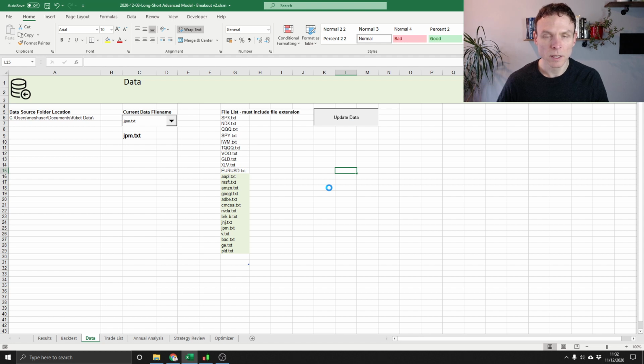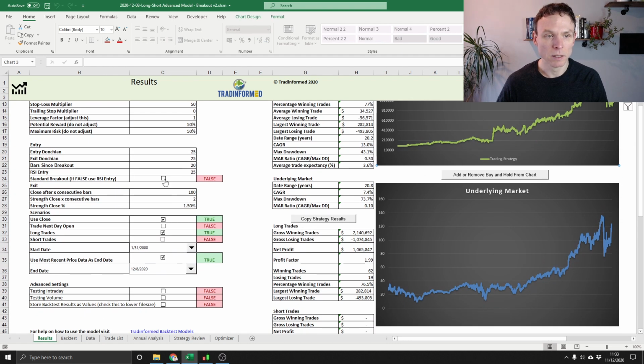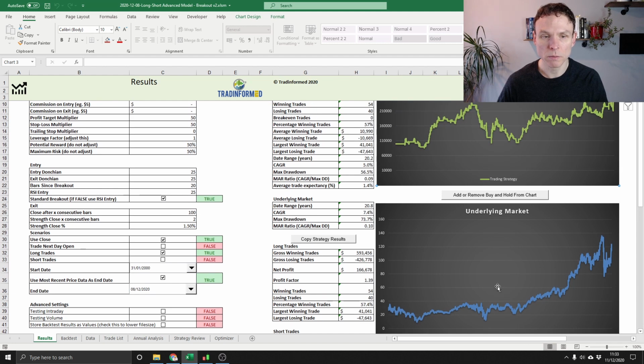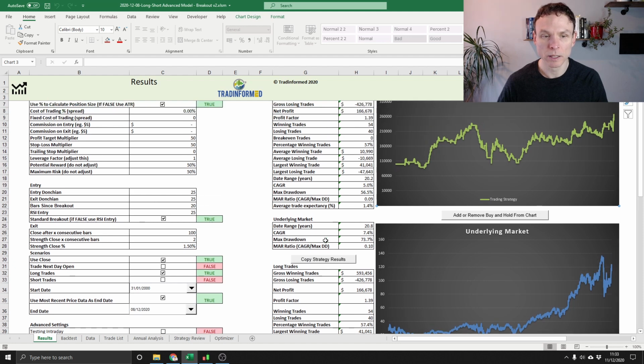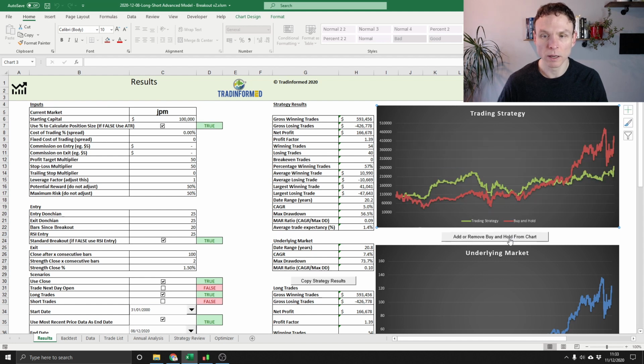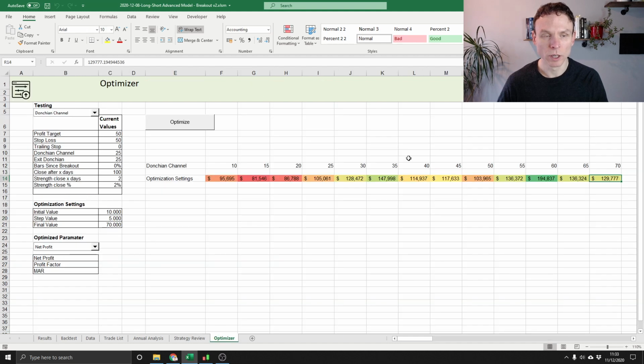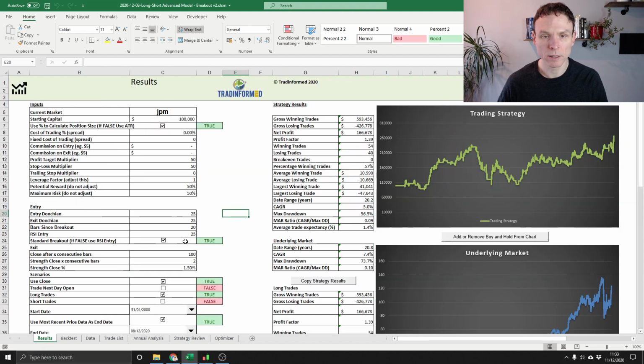Click update data. So JP Morgan, a bank stock that has performed pretty well over this time period, better than most of its peers. Let's go back to the breakout. What have we done over this time period? About 7.5% on an annualized basis. Quite respectable. And using these settings, we've got something like this. Again, it's profitable. It's underperformed the underlying market. But again, that's not necessarily a bad thing.